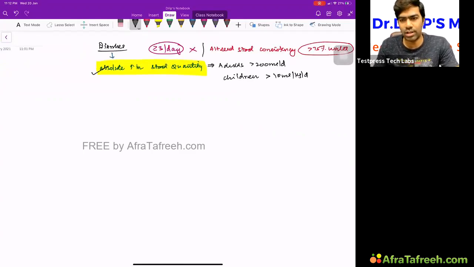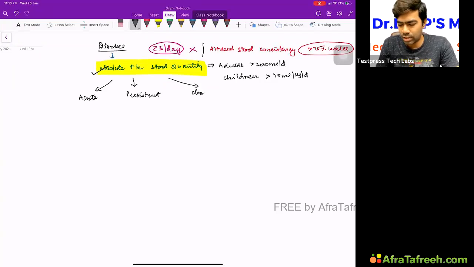Based on the duration of diarrhea, you can divide diarrhea into acute diarrhea, and probably the second one is called persistent diarrhea. I think this is something you have studied in pediatrics itself because this is more relevant to pediatric patients rather than adults. But the third one we call chronic diarrhea. Acute diarrhea is typically defined as something that is less than 14 days in duration. That's what we call acute diarrhea.